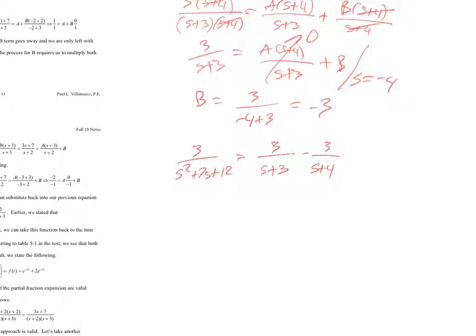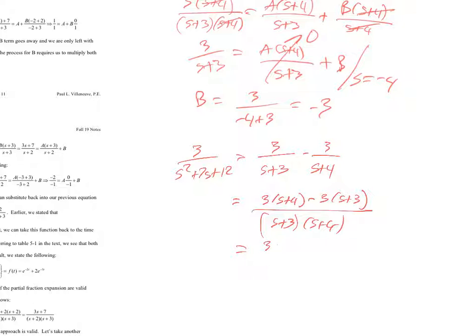Buy that for $1? Let's check. Shall we check our work? How do we check our work then? Common denominator, and put them back under that same common denominator and multiply it out. So this is equal to 3 times s plus 4 minus 3 times s plus 3 all over s plus 3 times s plus 4, right?